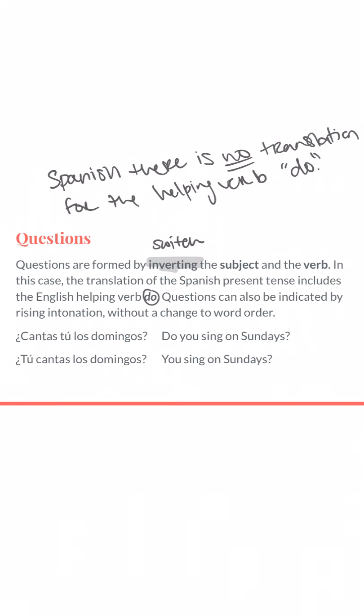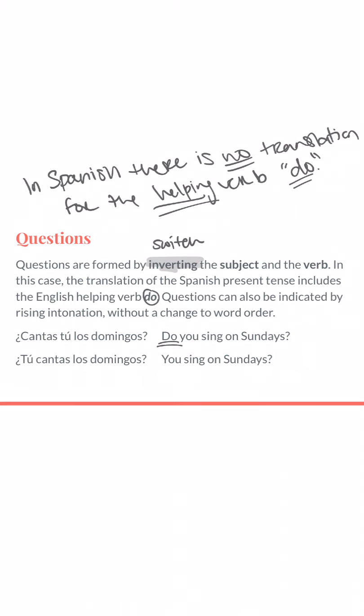All right. In Spanish, there is no translation for the helping verb do. Notice, helping. This isn't the do of I do yoga or I do Pilates. It's not this form of doing. This is the do in do you sing on Sundays, essentially. Do you know the answer?